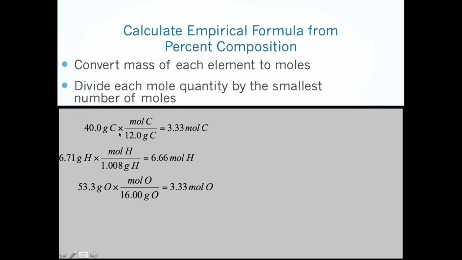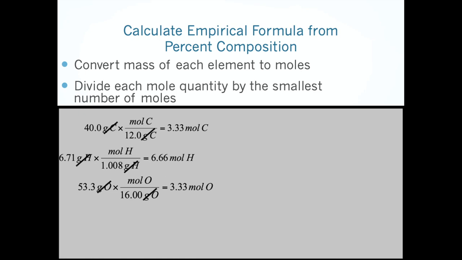So I'm going to take my 40 grams of carbon and divide by 12 grams per mole for carbon, and that gives me the moles of carbon. Likewise, I'm going to do that with hydrogen. I'm going to take my 6.71 grams of hydrogen, divide by the molar mass of hydrogen, and I get about 6.71 moles of hydrogen. Looks like here I've used 1.008, but again, if you used 1, you're going to get a close enough answer. Likewise with oxygen, we're going to divide by 16 grams per mole, and we get the moles of oxygen.